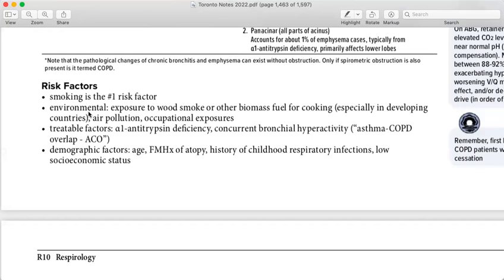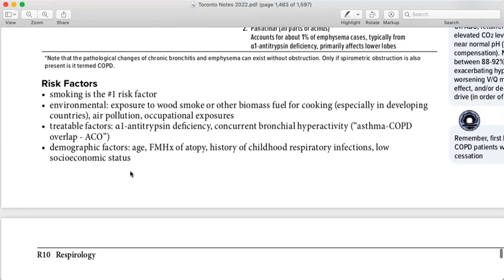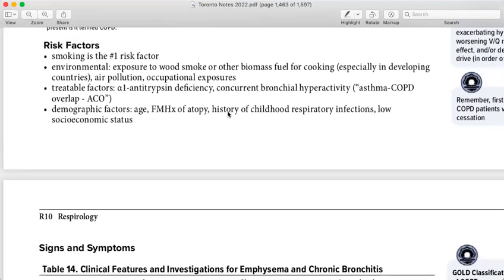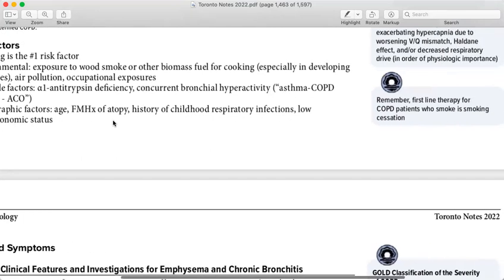Coming to the risk factors, the most important one is smoking. Otherwise, the other factors are environmental. Usually in the MCCQE1 scenario, they give that this person has been smoking for a certain period of time, and that's why he developed this. Exposure to wood smoke or other biomass. He may have been exposed to firsthand smoking, or second hand smoking, somebody who was with that person and experienced the smoking. Along with that, age, family history of atopy like asthma, history of childhood respiratory infections, and lower socioeconomic status can be risk factors.